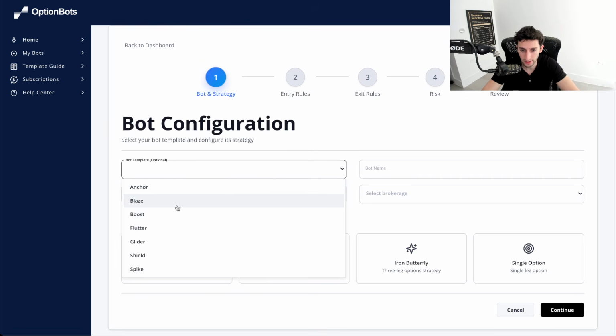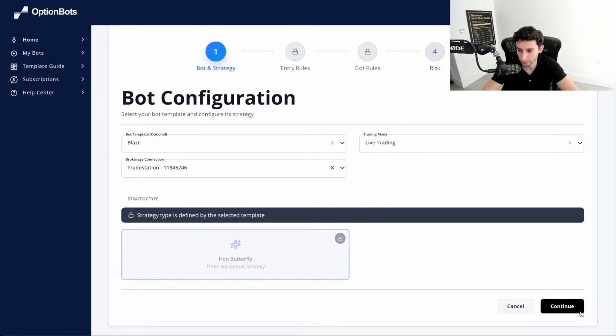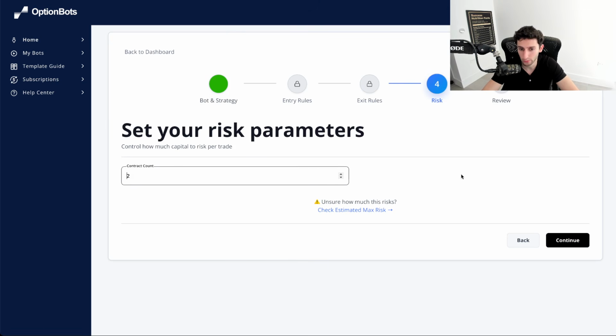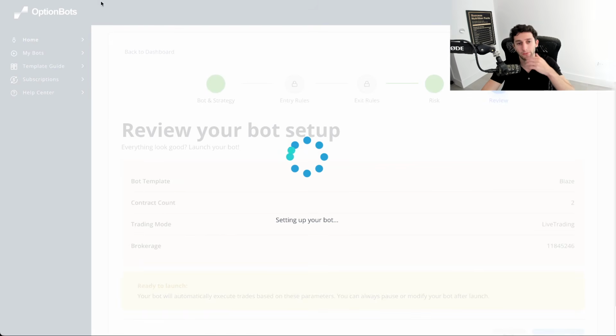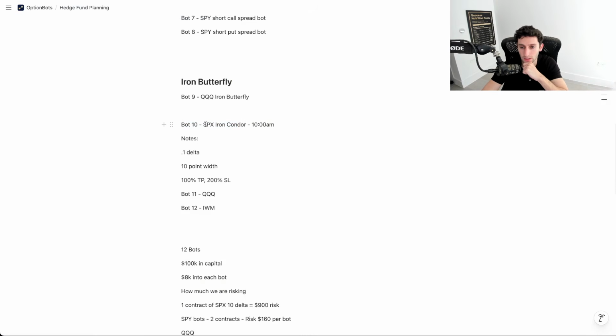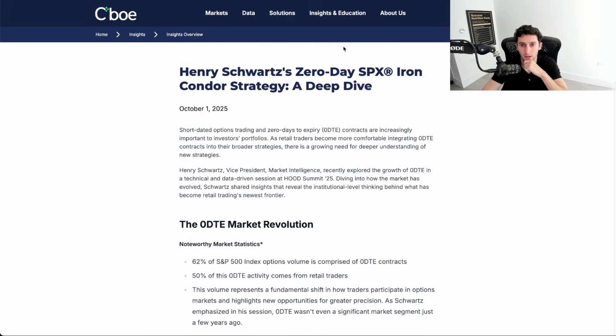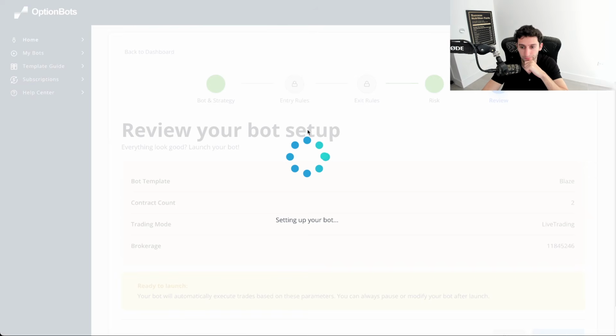That one's going to be the Blaze, just like that. And then we're going to add this with 2 contracts. Launch that. And in a few seconds here, this should load up, and then we should be good to go. And then really after this, all we need to create is the SPX Iron Condor and do that across QQQ and IWM. And this is the one that's similar off the research from Henry Schwartz here at CBOE.